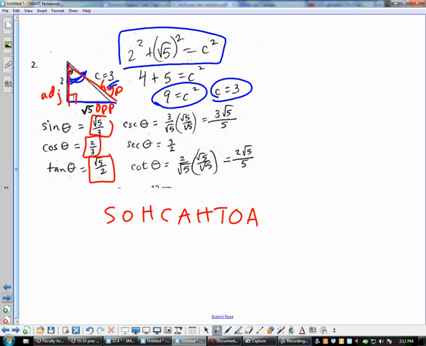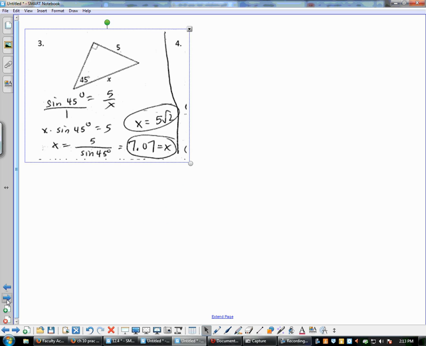Now to get the cosecant, we need to flip the square root of 5 over 3. We're going to write 3 over square root of 5, but we don't like leaving radicals in the denominator, so we multiply by square root of 5 over square root of 5, and we get this. The reciprocal of 2/3 is our secant, so that's 3 halves, and we flip square root of 5 over 2 to get 2 over square root of 5, multiply by square root of 5 over square root of 5, and we get our cotangent as 2 root 5 over 5. Let's take a look at number 3.